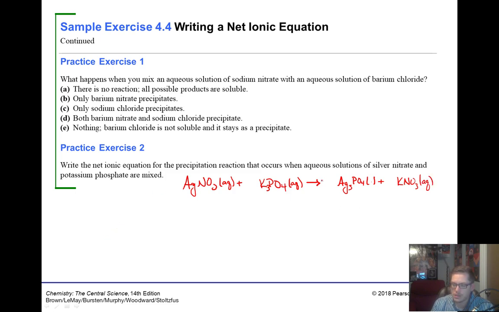and we should know by now nitrate always is soluble, so that's aqueous. And then phosphate, so we find phosphate here. Phosphate is always insoluble unless it's with a group 1 metal or ammonium. Silver is neither of those things, so therefore that guy's solid.